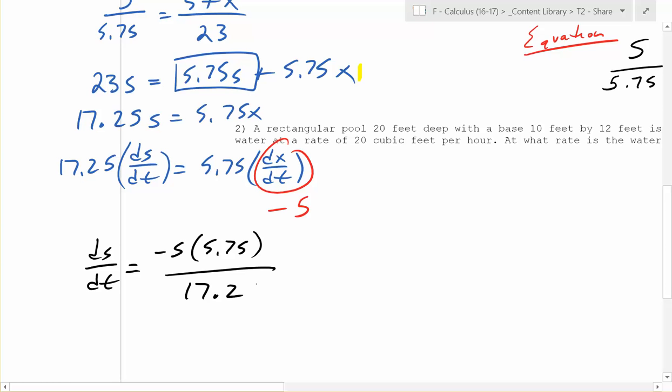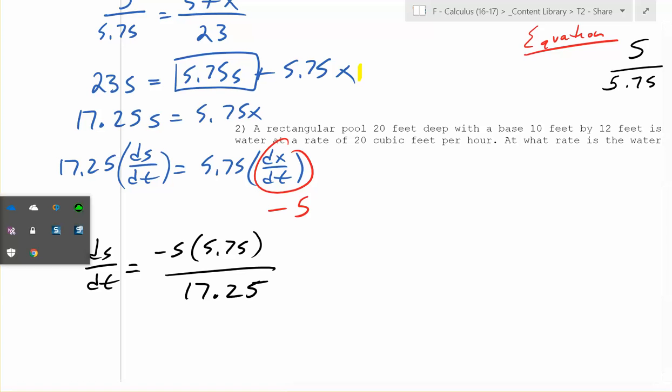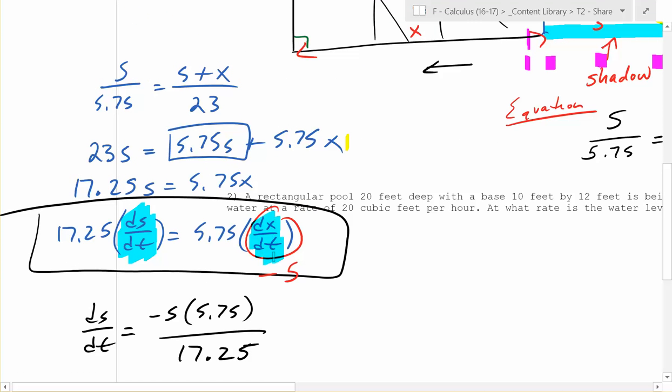Can someone do that on their calculator and tell me what it is? This is the rate of change of x. Do you see actually x or s in there at any point? Is x in there? No, dx is not x. Do you see x in there? No. So the rates of change are related to each other without regard to x.